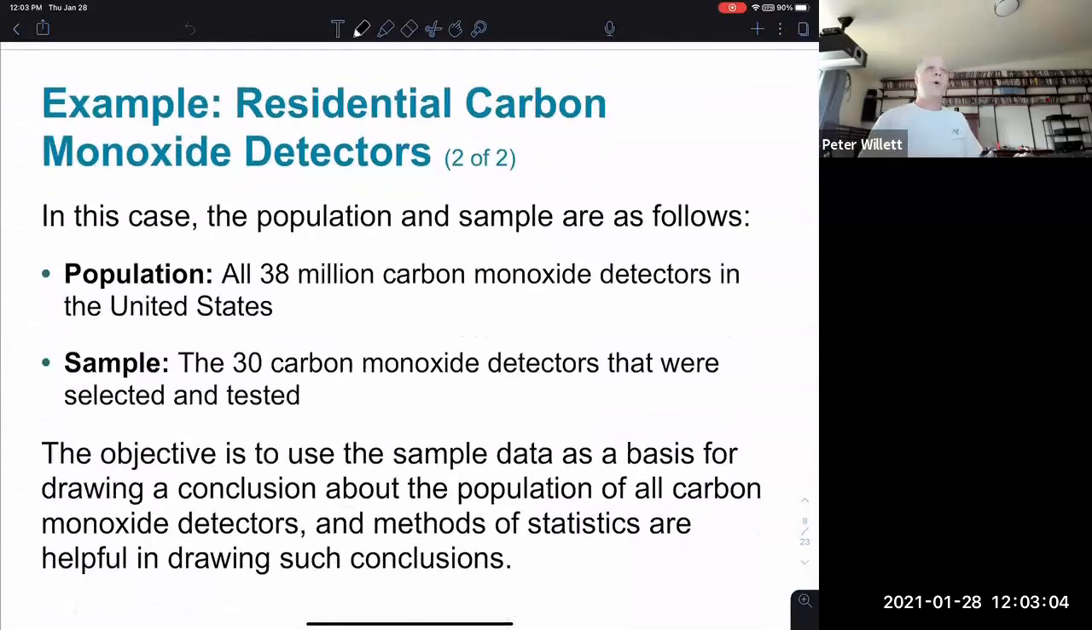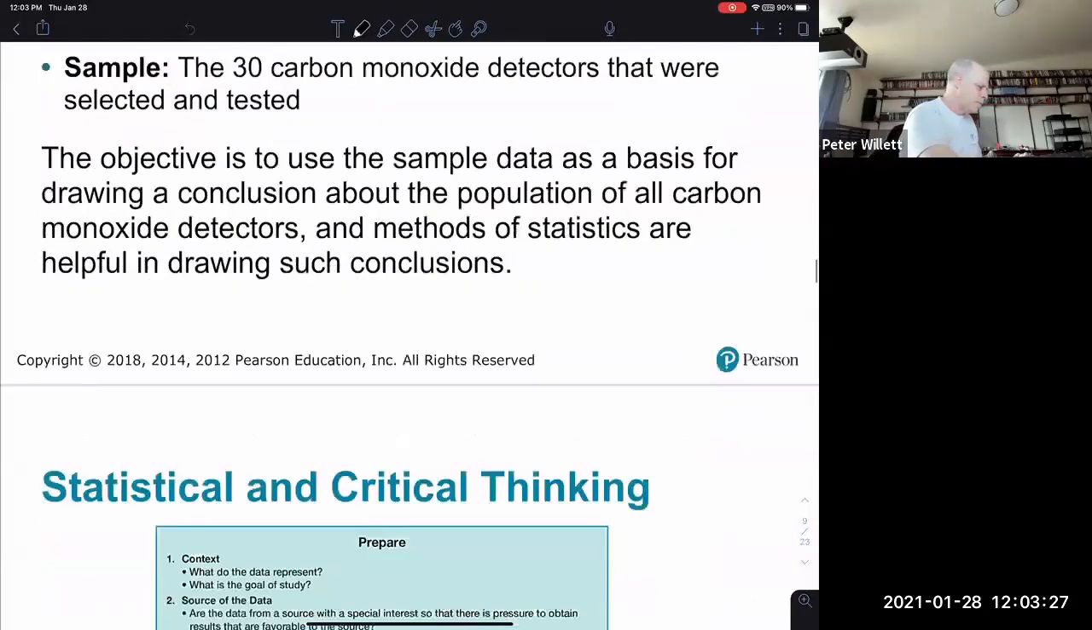So they, for example, point out that the population in this example would be all 38 million carbon monoxide detectors. What would the sample look like, the 30 that they took to test separately? The objective is to use the sample data as a basis for drawing a conclusion about the population of all carbon monoxide detectors, and the methods of statistics are helpful in drawing such conclusions.